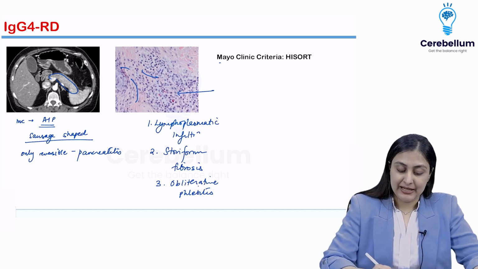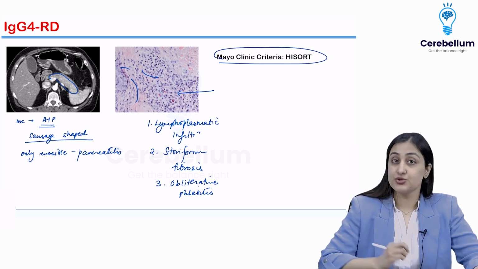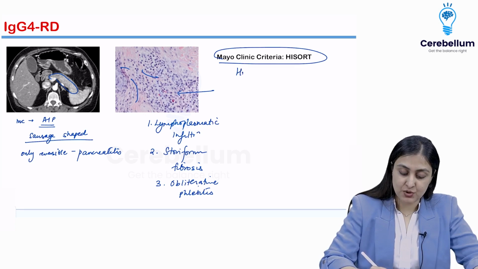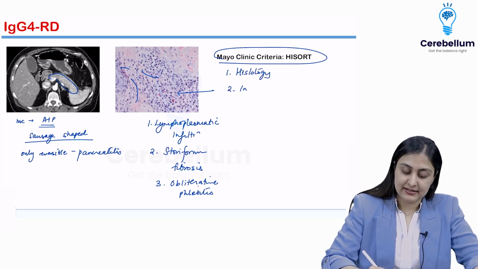So there is a Mayo Clinic criteria which includes HISORt. So the short form is HISORt. There is characteristic histology. There is characteristic imaging, like we have just seen.